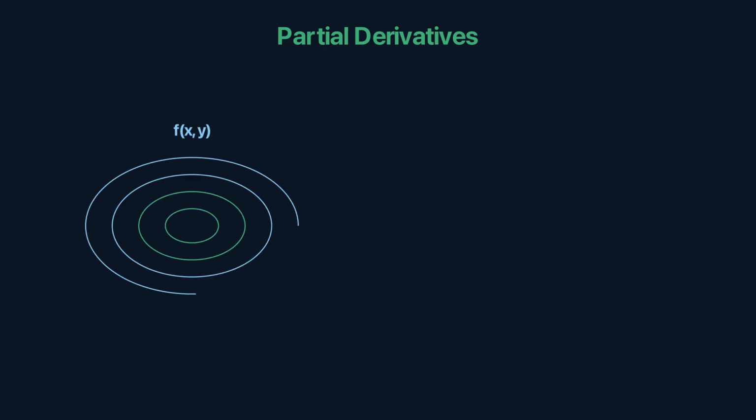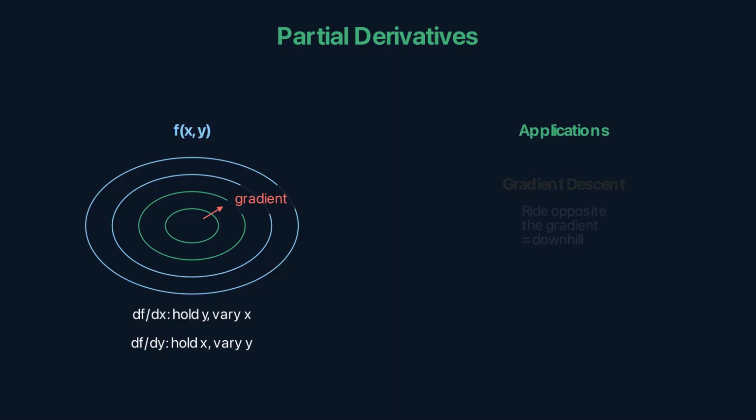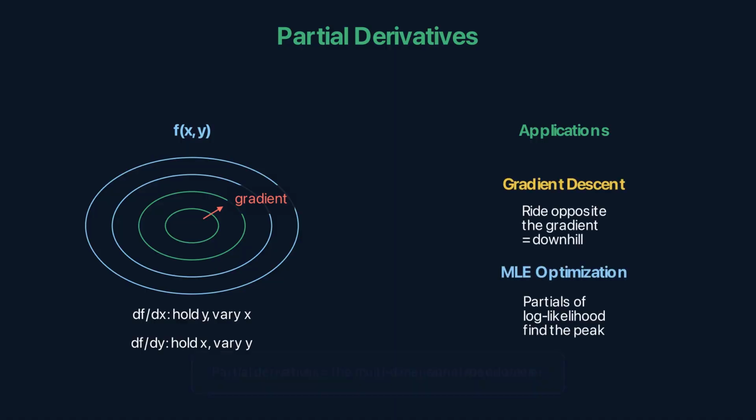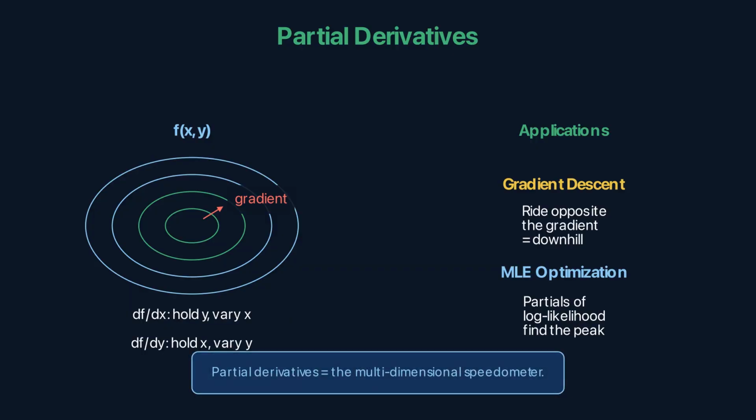Most real functions depend on multiple variables. The concentration depends on clearance and volume and dose. A partial derivative holds everything constant except one variable and differentiates with respect to that one. The gradient vector collects all partial derivatives into an arrow pointing uphill. In gradient descent, the mountain biker rides opposite the gradient, downhill on the loss surface. In MLE, the photographer computes partial derivatives of the log likelihood with respect to each parameter to find the peak. Partial derivatives are the multi-dimensional speedometer.